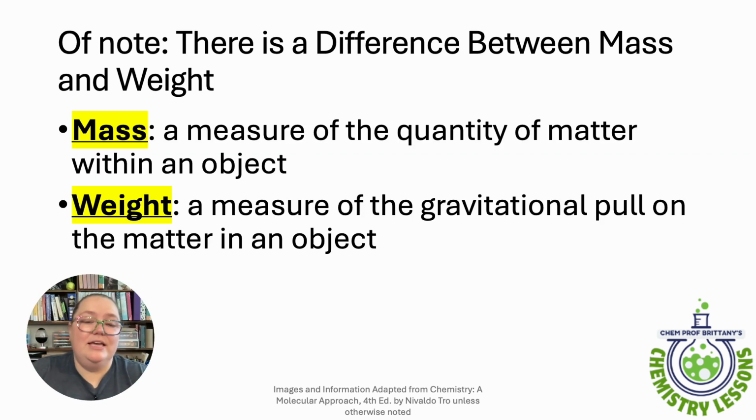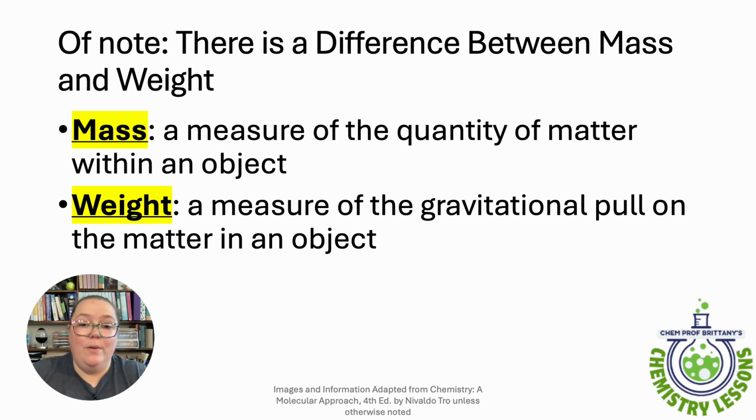So really quickly, there is a difference between mass and weight. Hopefully you have already learned this, but if not, you're going to learn it today. So the mass is a measure of the quantity of matter within an object. So it's how much stuff is in that object. Weight is a measure of the gravitational pull on the matter in an object.